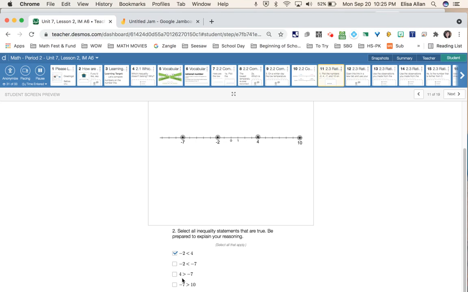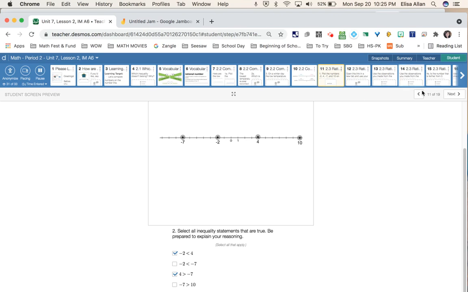Here we have 4 is greater than -7. 4 is definitely to the right more compared to our -7. So this is greater than, and that's true. And we have that -7 is greater than 10. Well, if we have a negative number compared to a positive number, we know all the negative numbers would be to the left of 0 and all our positive numbers are to the right of 0, meaning that -7 must be a number that is less than our positive 10 in this case. So this is incorrect. I'm not going to check that one.